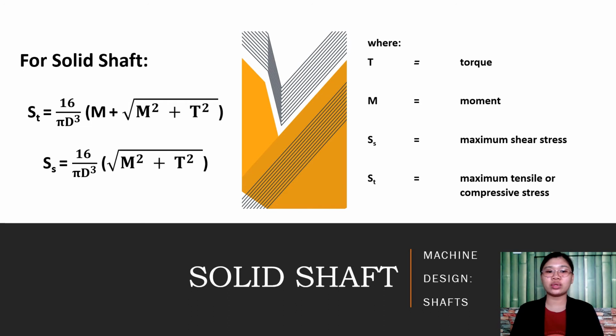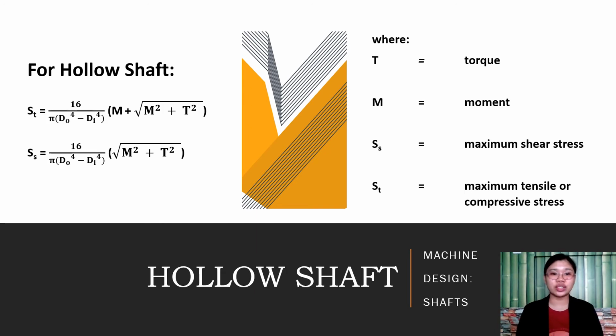Again, if you are using SI units, make sure that there is uniformity in units, same as in English units. For the maximum shear stress, we have 16 over pi d cubed multiplied by the quantity of the square root of the moment squared plus the torque squared. Next, we have hollow shafts. This is almost similar to the solid shaft, but again we have the outer and inner diameter. So in our formula, instead of d cubed, we have Do to the fourth minus Di to the fourth.